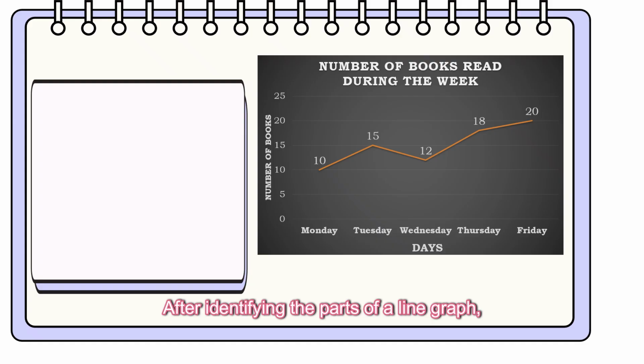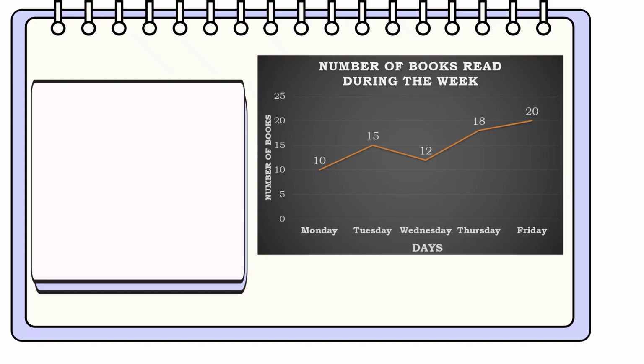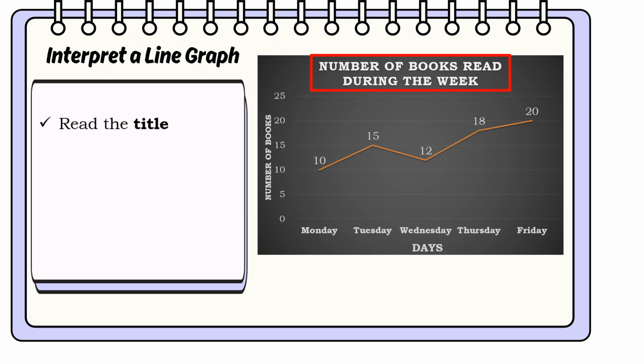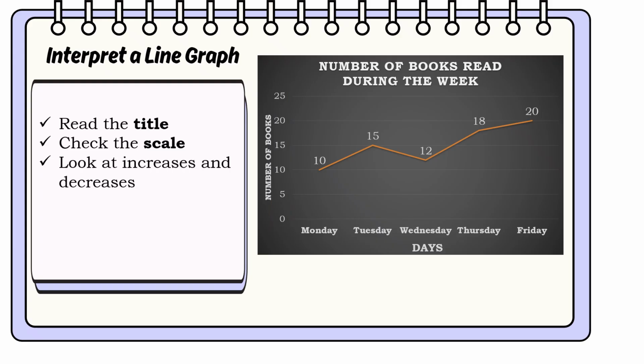After identifying the parts of a line graph, now let's proceed to how to interpret a line graph. First, read the title. Second, check the scale. Third, look at increases and decreases. And lastly, identify patterns or trends.